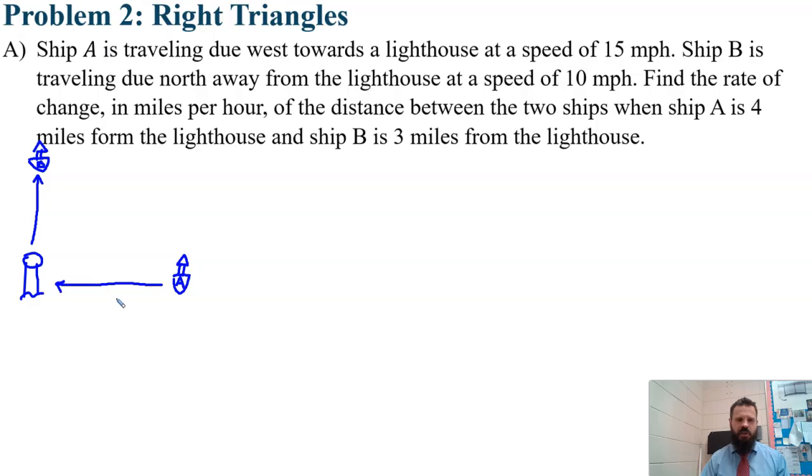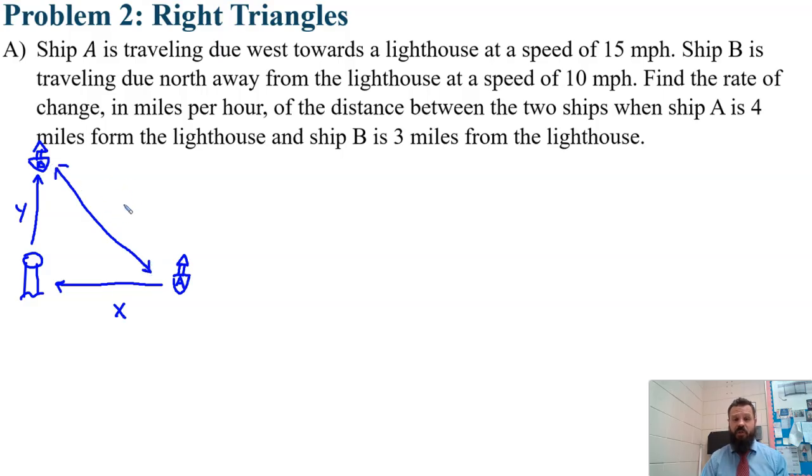Let's just call the direction left and right the x direction, and we'll say up and down is the y direction. It doesn't matter which letters we pick, but we're thinking in terms of coordinate systems, which could be helpful. We want to find the rate of change in miles per hour of the distance between the two ships when ship A is 4 miles from the lighthouse and ship B is 3 miles away from the lighthouse. So in other words, we want to find this direct distance between the two of them.